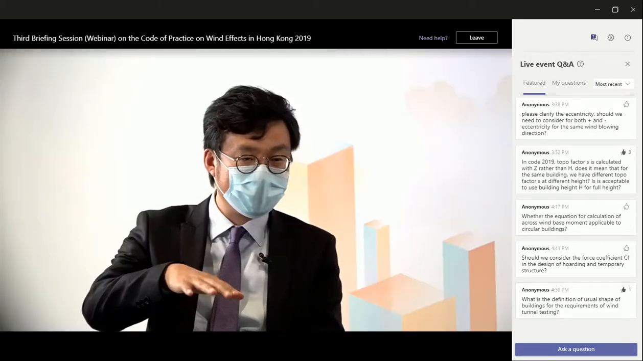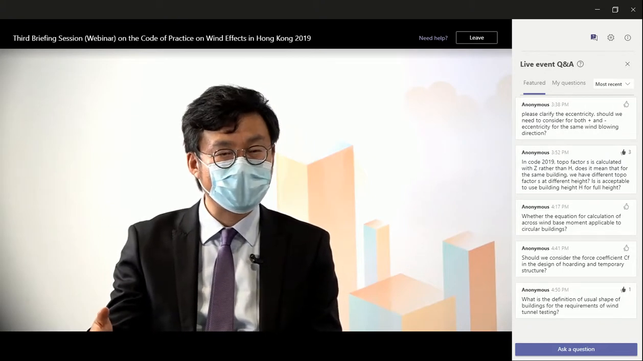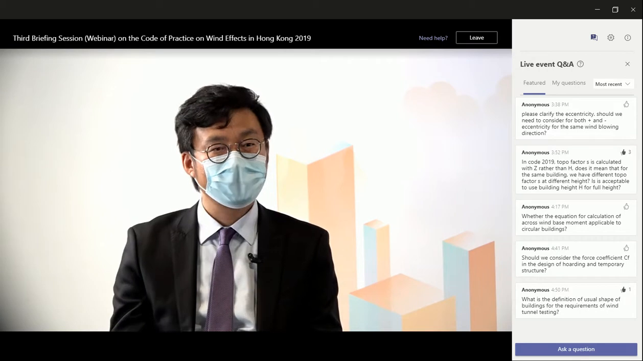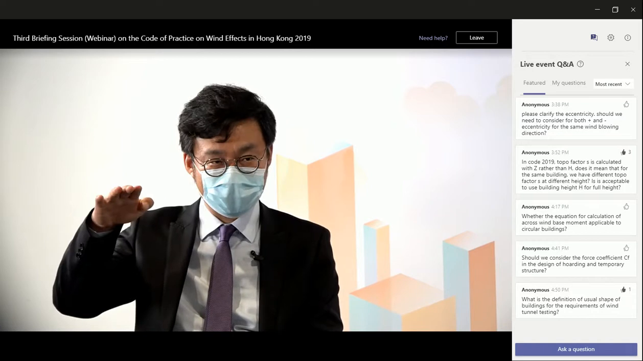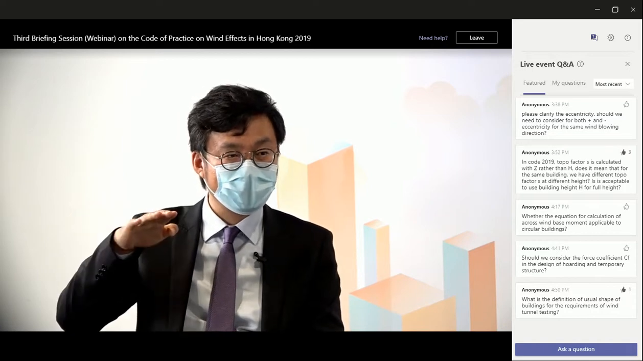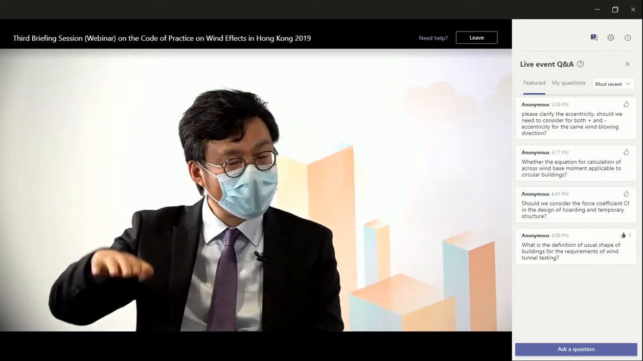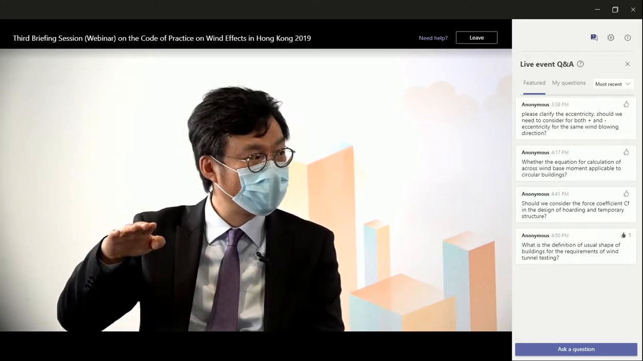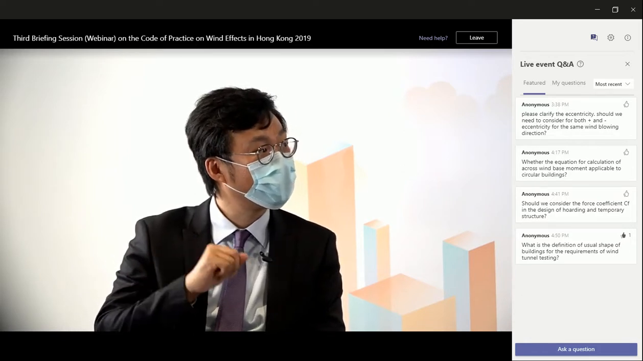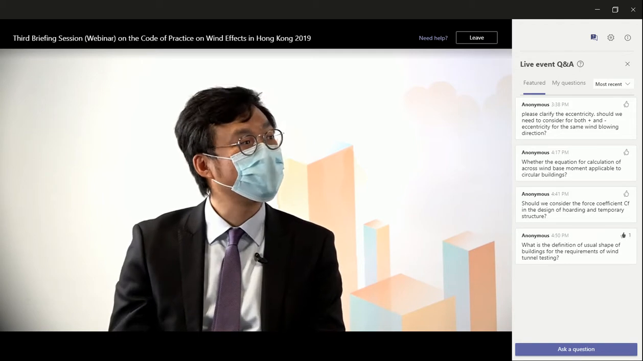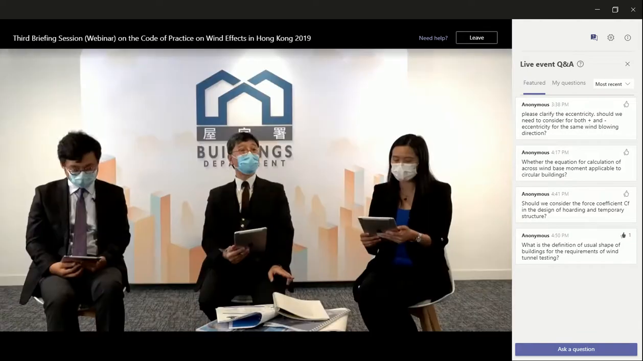The answer is no, because if we look at the contour plot curve in Appendix A for the topographic multiplier calculation, we can see the higher the building relative to the hill, the smaller the topographic impact. So that means if we use a higher height, we will obtain a smaller scaling up factor, a topographic multiplier factor. That is on the unconservative side. So that's why it is not acceptable.